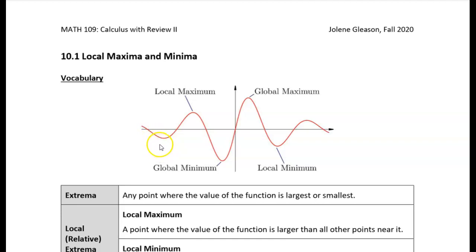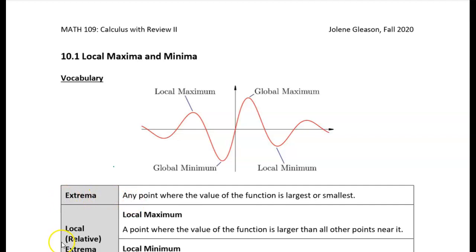So we want to find the maximum or the minimum of a function, and that's what we're going to talk about in this chapter. We're going to talk about finding maxima and minima. Now, maxima and minima are just Latin pluralizations of maximum and minimum. So let's start by talking about some of the vocabulary.